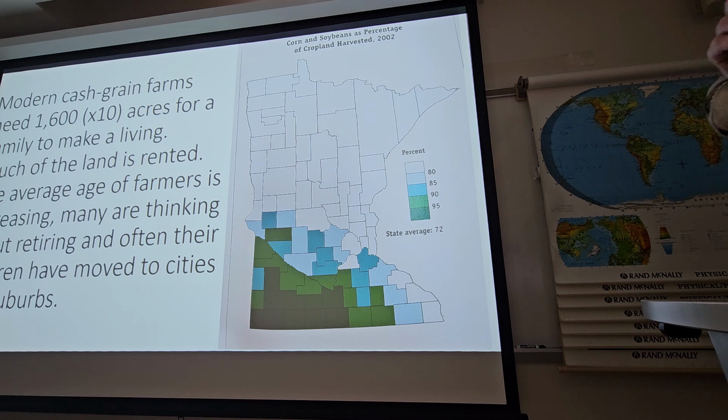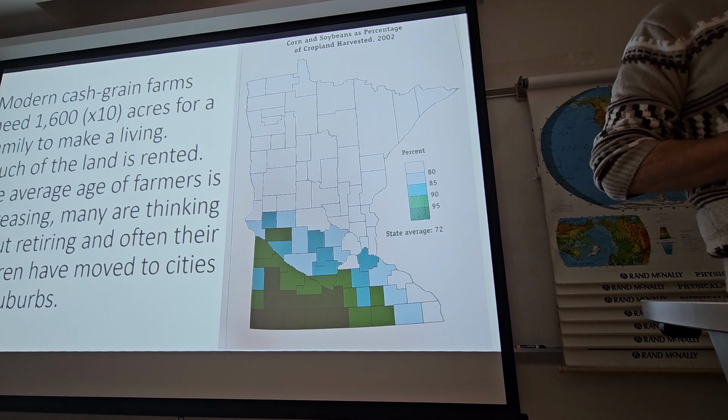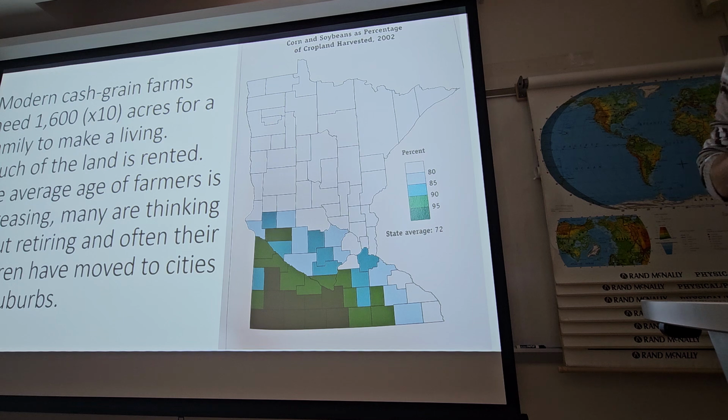So you can see soybeans more in the southern half of the state, mostly because that doesn't get that much more sun, but gets enough more sun.